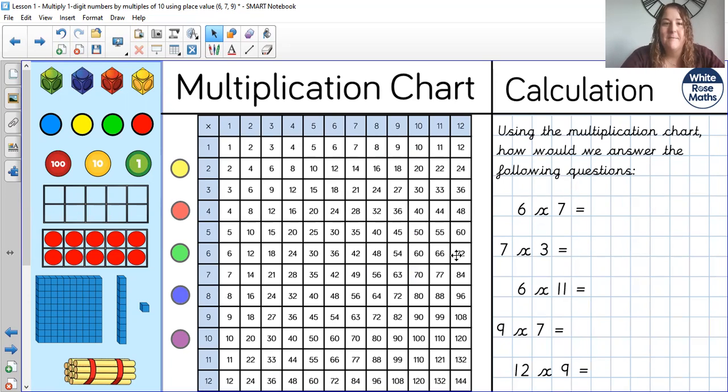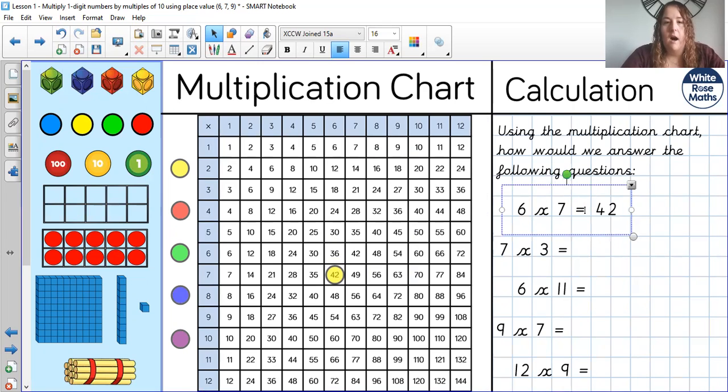Okay, so the 6 times 7, I can use the 6 along the top, and I can take one of my counters and I need to go down and I'm looking at where it coincides with the 7 on the left hand side. So 6 times 7 is showing me the answer there is 42. I could also have done that using the same colour but going from 7 at the top and 6 down the other side here, still giving me the answer of 42.